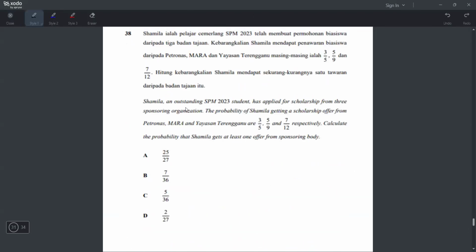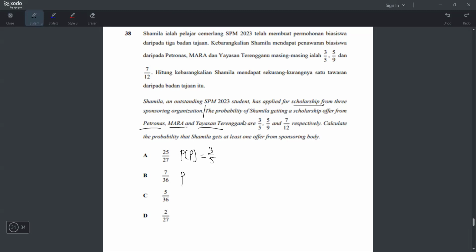Okay, 38. What is this? Shamila, an outstanding SPM 2023 student, has applied for a scholarship from 3 sponsoring organizations. The probabilities of Shamila getting a scholarship offer from Petronas, Mara, and Yayasan Terengganu are these. So these are all probabilities of getting the scholarship. So I will write here the probability of P, 3 over 5, right? So this is the probability of getting the Petronas scholarship, right?